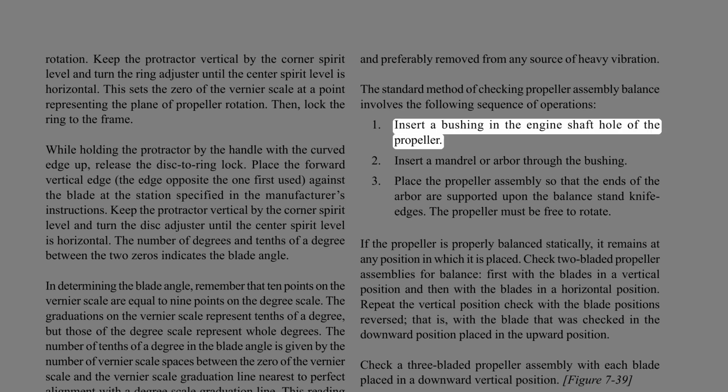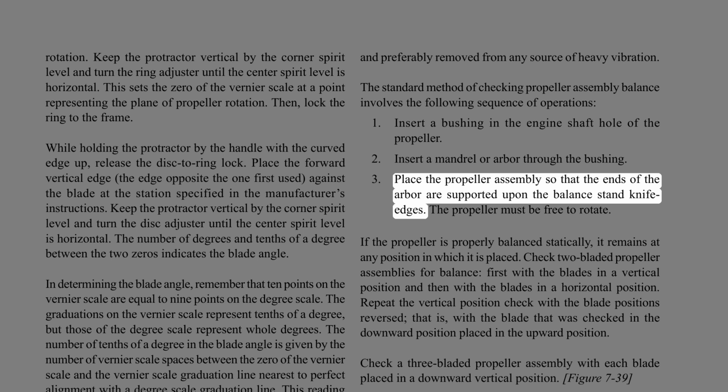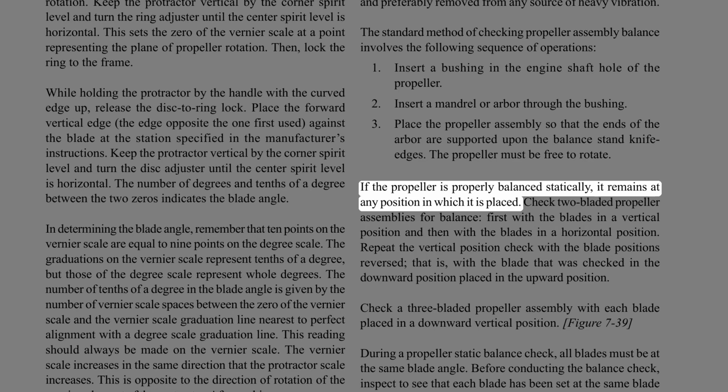Insert a bushing in the engine shaft hole of the propeller. Insert a mandrel or arbor through the bushing. Place the propeller assembly so that the ends of the arbor are supported upon the balance stand knife edges. The propeller must be free to rotate. If the propeller is properly balanced statically, it remains at any position in which it is placed.